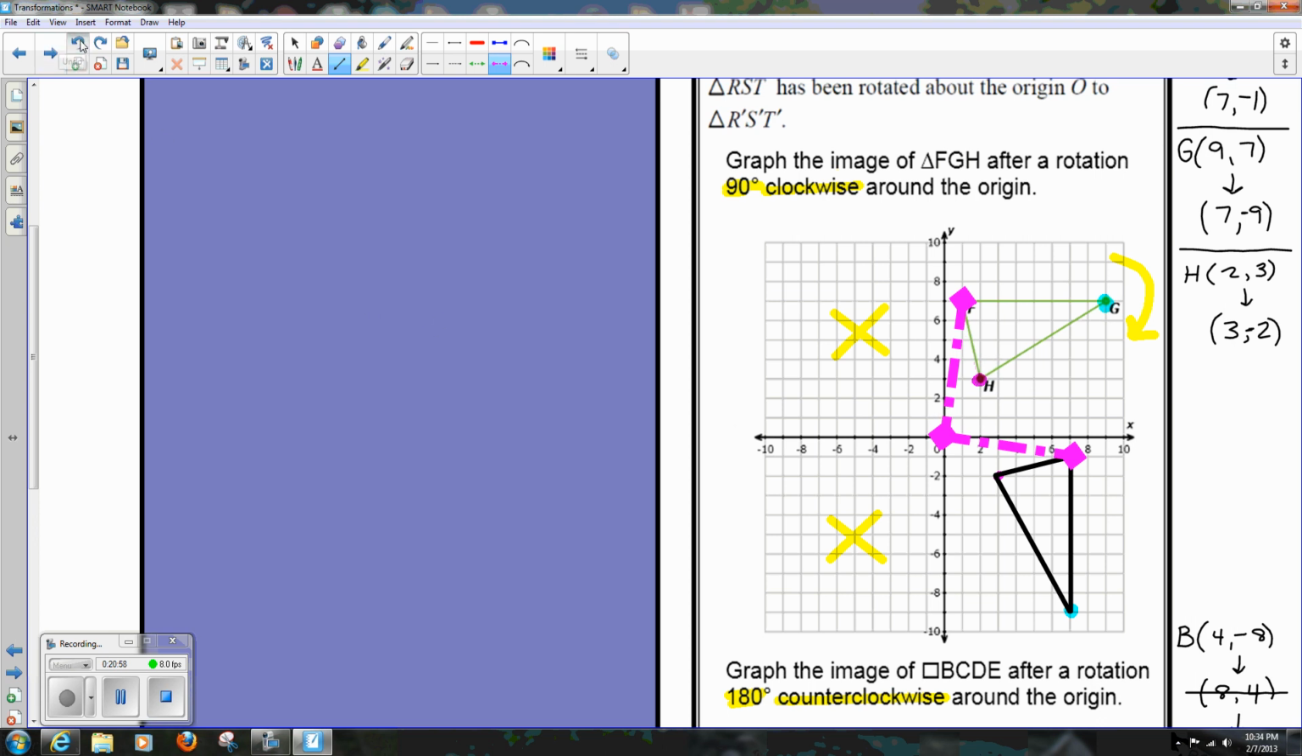Let me show you again with a different one. I'll use this skinnier arrow here. Let's see, from G to the origin, and then from the origin to G prime. See that 90-degree angle right there? And then again with H, if we go from H to the origin, and then to H prime, we made another 90-degree angle. I've got one more trick for you.